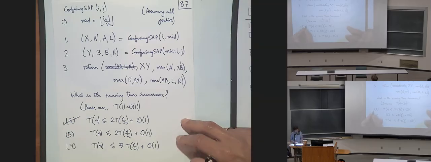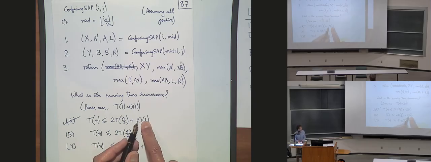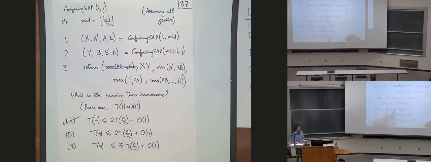Okay. So you all see it's this. This was just merge sort. This is what we had before. So what we did is we changed the O of n to an O of 1. The combine step has changed. Okay? Now we have to solve this recurrence.